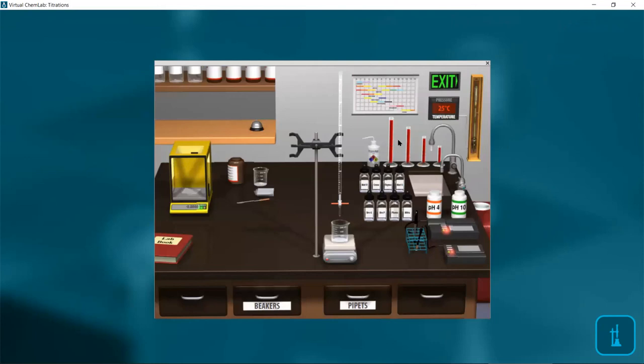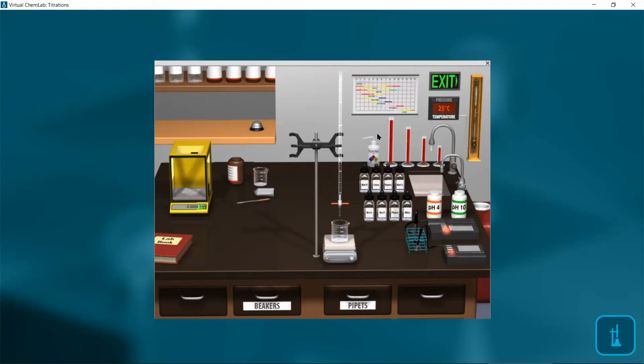Now, over here, underneath the exit sign, we have different graduated cylinders. The one all the way on the left, when I hold it over my cursor, says 50 milliliter empty. That's the one we're going to use. Take the beaker. Whoops, got to get over to the right one. And hold it over there. Now let go of the mouse button.